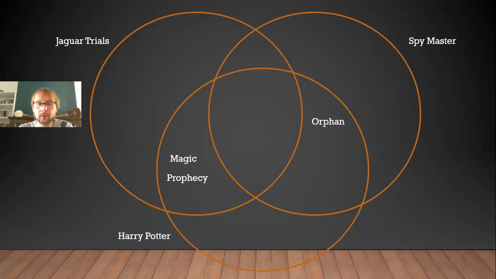Then in the section between Harry Potter and Spy Master, where they overlap, both protagonists are an orphan. Also, they have a wise mentor who helps guide them, helps teach them things. And then right in the center, that means it's true for all 3, contains a child protagonist, contains an adult antagonist, and they have to face lots of challenges.